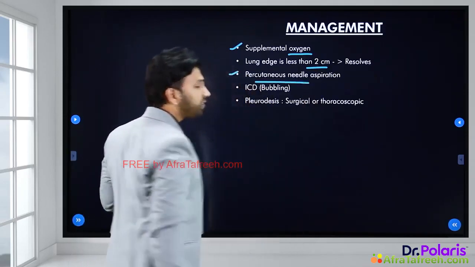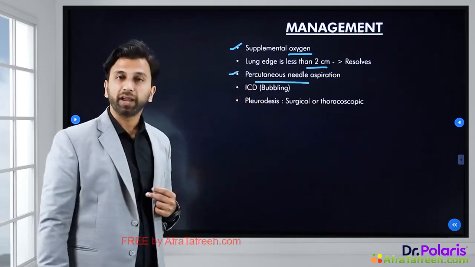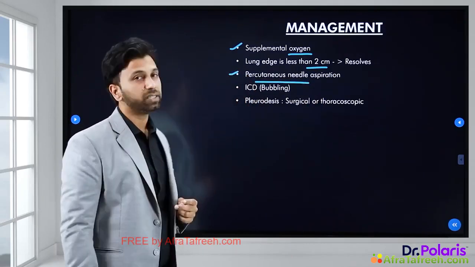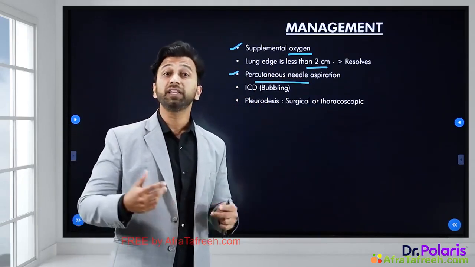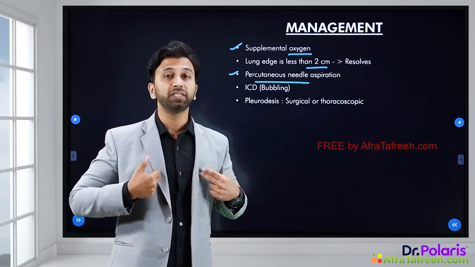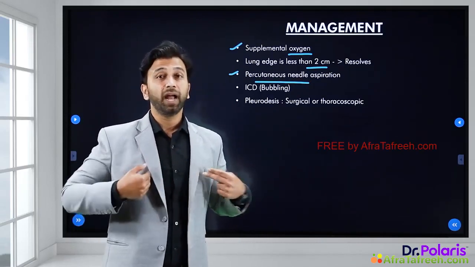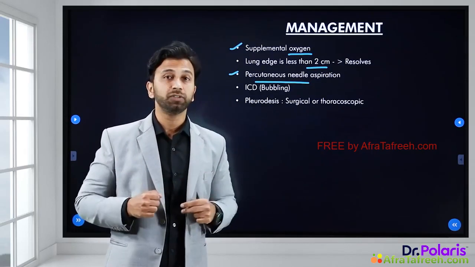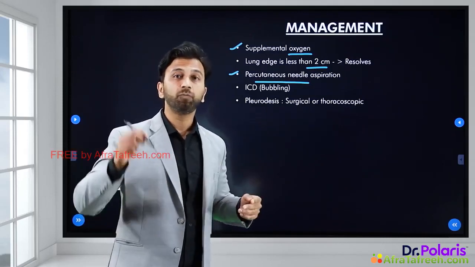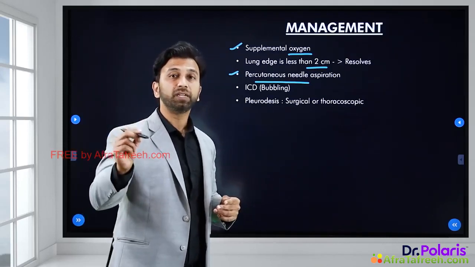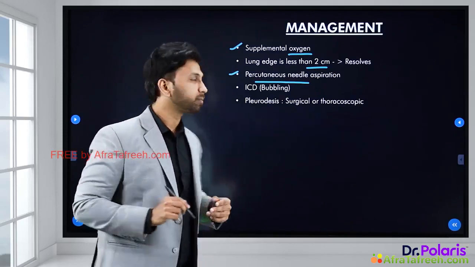If it is a life-threatening or a tension type of pneumothorax, you need to do a percutaneous needle aspiration. Insert a 21 gauge needle in the second intercostal space of the affected side. And this can be life-saving in an individual with pneumothorax. Never hesitate to put a needle in an individual suspected of having pneumothorax.